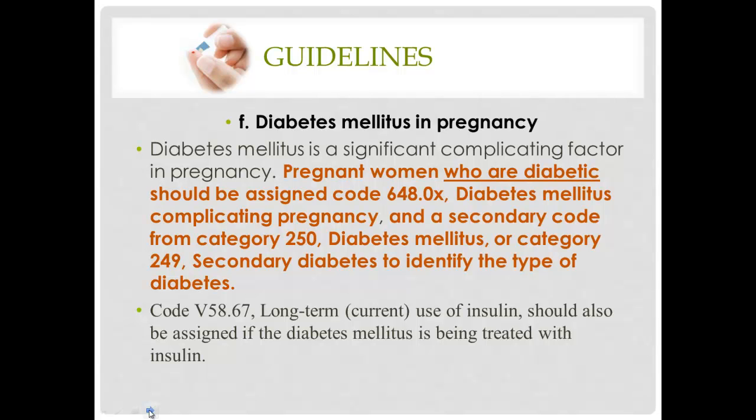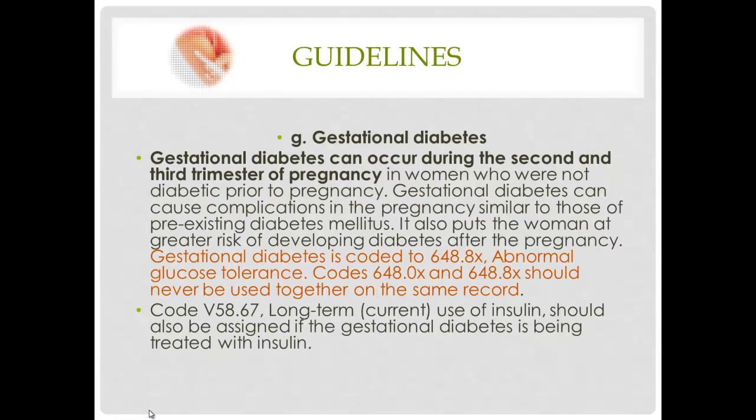Now remember, if the patient is taking insulin for long-term use, we can use the third code, V58.67. Gestational diabetes is different because it occurs during the pregnancy. The woman did not have diabetes prior to getting pregnant. So if the patient has gestational diabetes, notice the highlighted section there. It says gestational diabetes is coded to 648.8 along with the 5th digit, which is abnormal glucose tolerance.